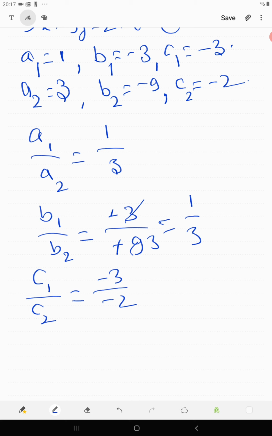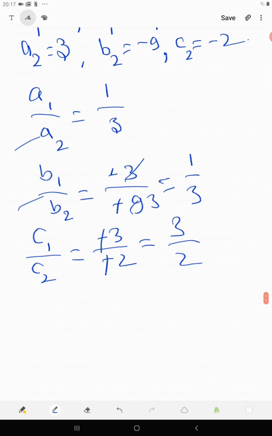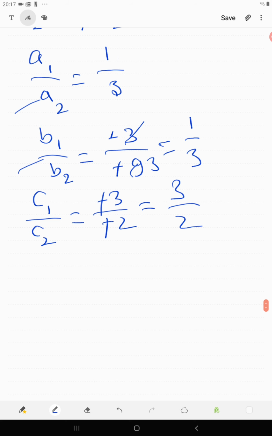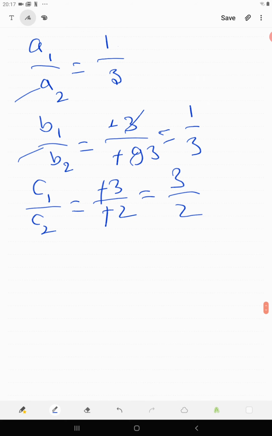So we are just putting a1 as 1, a2 as 3, b1 as minus 3, b2 as minus 9, and c1 as minus 3 and c2 as minus 2. Okay, so minus minus cancel, we got 3 by 2. So if you will see, a1 by a2 is equal to b1 by b2, but it is not equal to c1 by c2, because both a1 by a2 and b1 by b2 are 1 by 3. So it is equal, but c1 by c2 is 3 by 2, which is not equal.